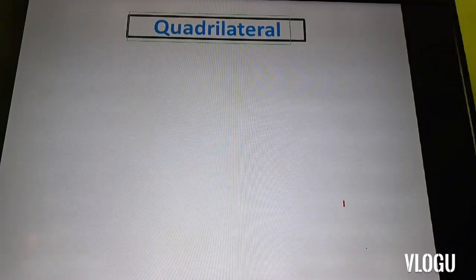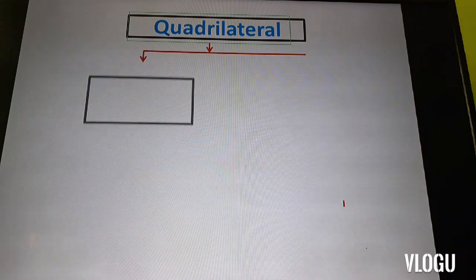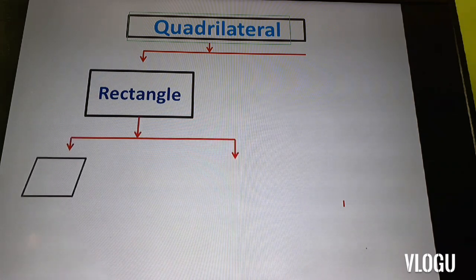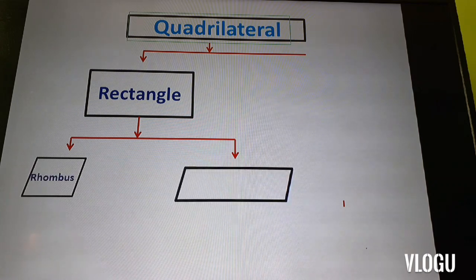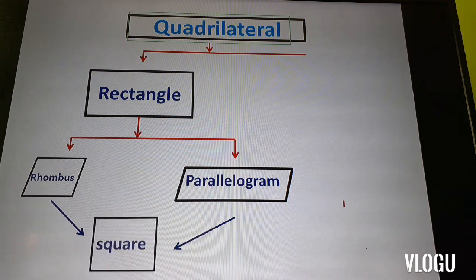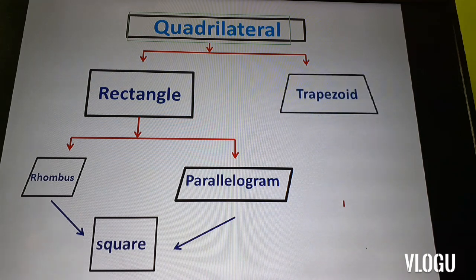Anyway, I have here the family tree of the quadrilaterals. The first quadrilateral that I have is the rectangle. Of course, we have the rhombus, I have the parallelogram, and I have the squares. And for my right side of my family tree, I have the trapezoid. Below the trapezoid, I have the general trapezoid or my trapezium.